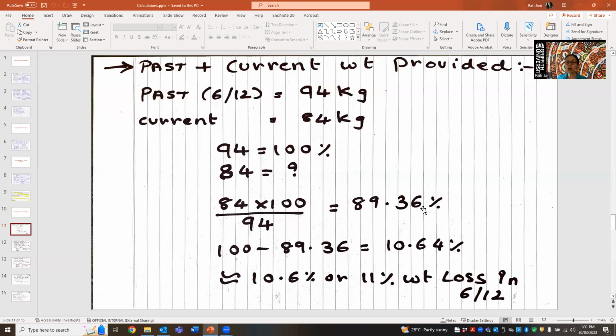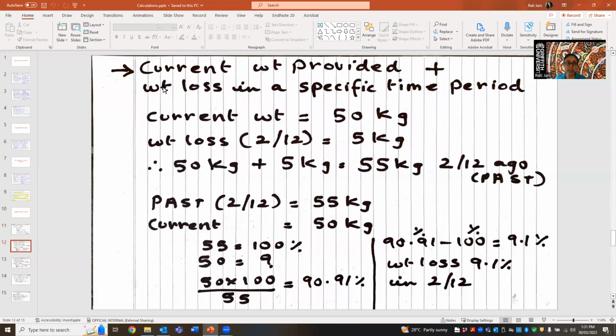Now you have to minus this from 100%. So 100 minus 89.36 is 10.64. This means there is roughly 11% weight loss in a period of 6 months. So the person has lost approximately 11% of his body weight in a period of 6 months. So this is a scenario where the past weight is given to you and the current weight is given to you. Now let's look at the next scenario.